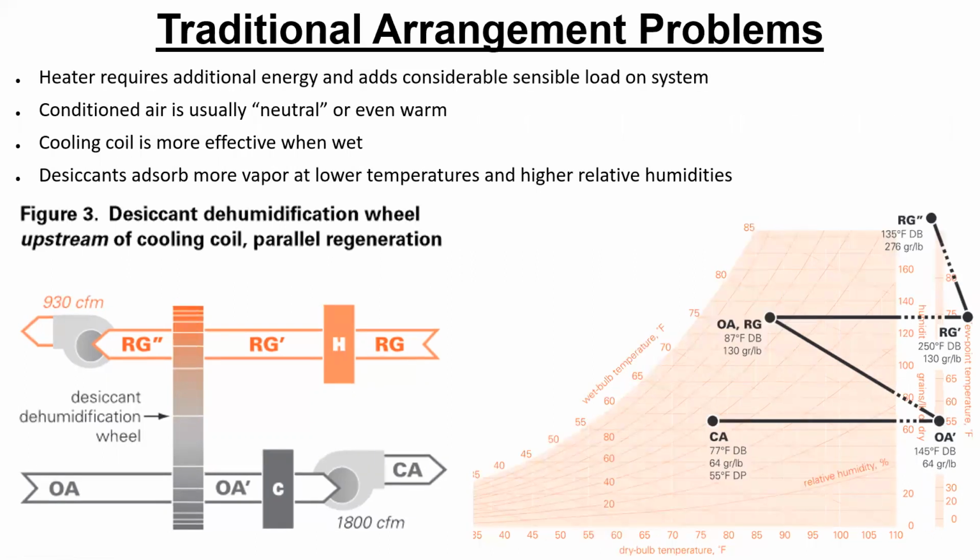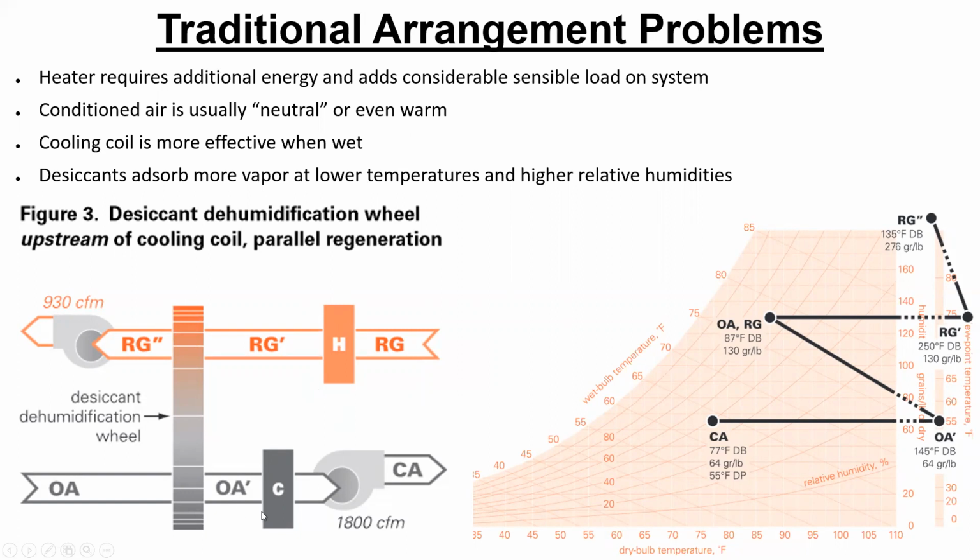The traditional arrangement problem is that you have to heat it and you have to cool it. Let's quickly read it. Heater requires additional energy and adds considerable sensible load on the system. Conditioned air is usually neutral or even warmer. Cooling coil is more effective when wet. So the same process we talked about. This is a traditional way.